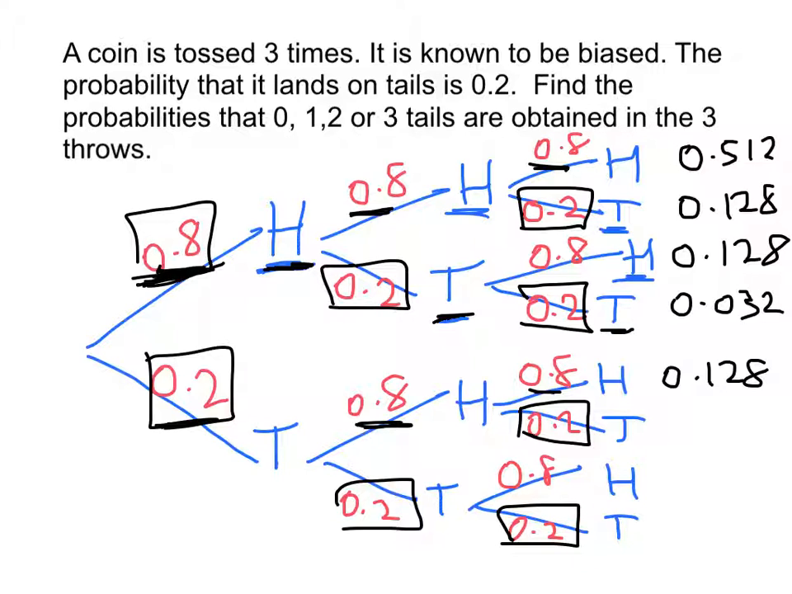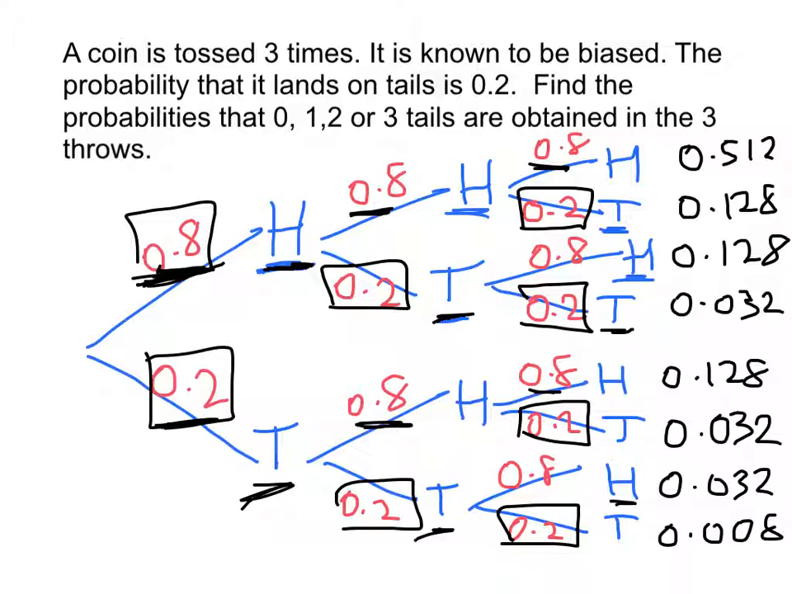Same thing again here, 0.2, 0.8, and 0.2. Right, so two tails and one head. This one here, tail, tail and head, also 0.032. And the last one is going to be 0.2 cubed. So that's a tiny probability of 0.008.